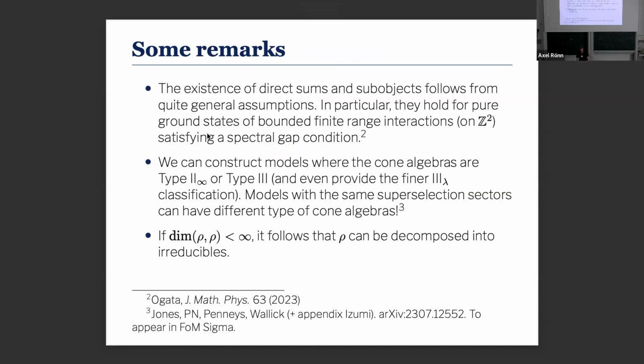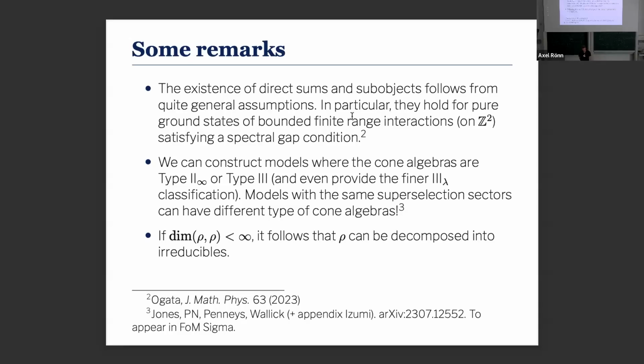Good. So let me make some remarks. The existence of these sub-objects follows from quite general assumptions. In the toric code, we know exactly what this cone algebra is, but you can show that these isometries exist quite generally. Namely, if you take a pure ground state of bounded, finite-range interactions satisfying a certain gap condition, very similar to the one that Bruno wrote down earlier, then you have the result by Cha, Naaijkens and Nachtergaele.